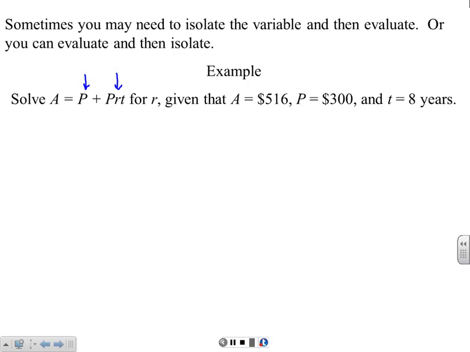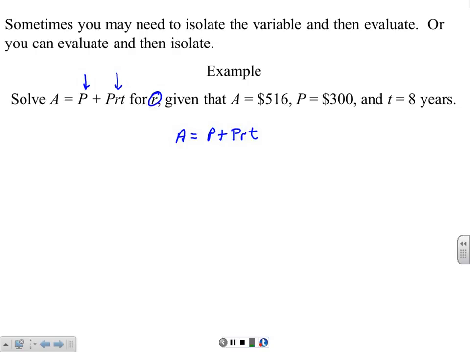So for this one, we want to know the rate. So it says solve your accumulation formula for R, your rate, given that your accumulation is $516. So that's how much you're going to bring home. Your principal that you initially invested is $300, and you invested it for 8 years. So we have our formula: A is equal to P plus PRT. Now, if you want to go ahead and solve this formula for R, you can, but I prefer to plug in some numbers because that's what we're used to doing.